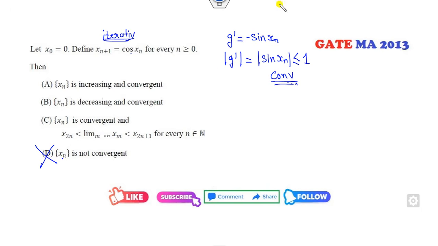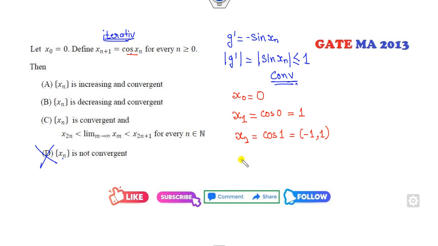Now once it's convergent, we have to check whether it's increasing, decreasing or not. x0 is given as 0. What is my x1? If I substitute x0, that's cos 0, which is 1. What is my x2? Cos 1. That is a number which lies between minus 1 and plus 1.